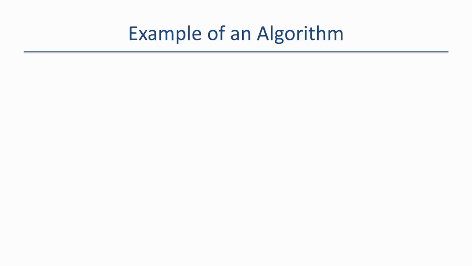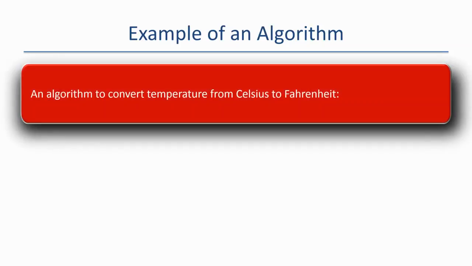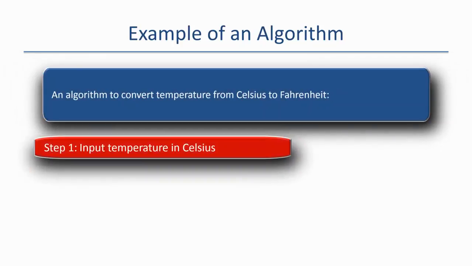Start by the example algorithm that we talked about last time. Recall that the algorithm was about converting temperature from Celsius to Fahrenheit. Step 1 of the algorithm was to get the input temperature in Celsius. Imagine that the input temperature is 20 degrees Celsius.